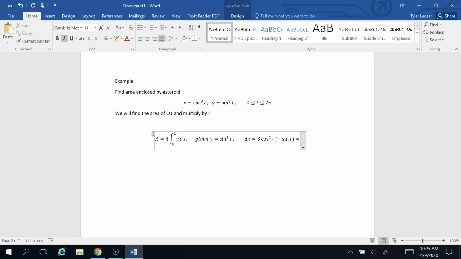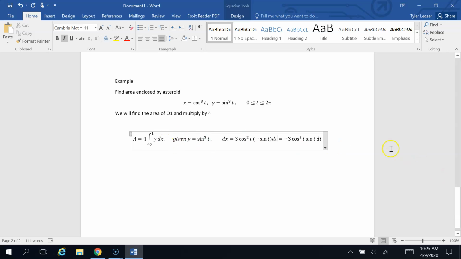So just to simplify it down a little bit, negative 3 cosine squared sine. Oh, and then I forgot my dt. I just talked about it and I forgot to write it. All right, so the differential dx is 3 cosine squared times the derivative of the inside, negative sine t dt, and then just simplifying it out a little bit, negative 3 cosine squared t sine t dt.